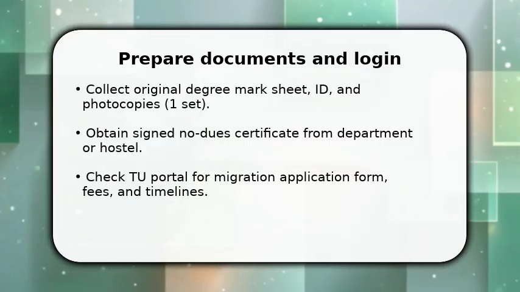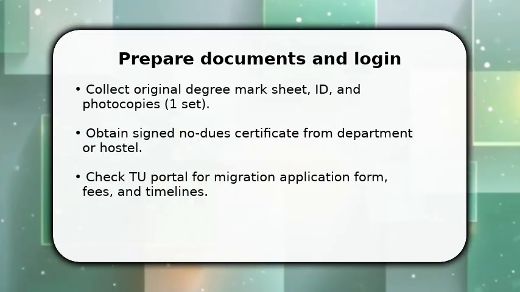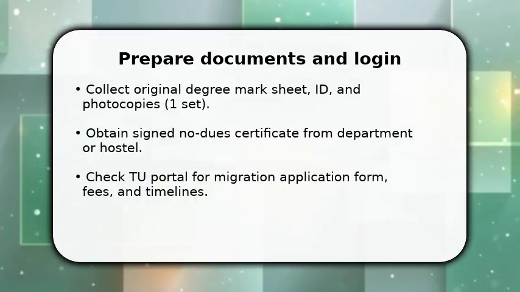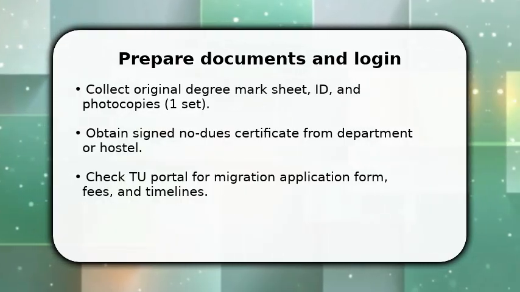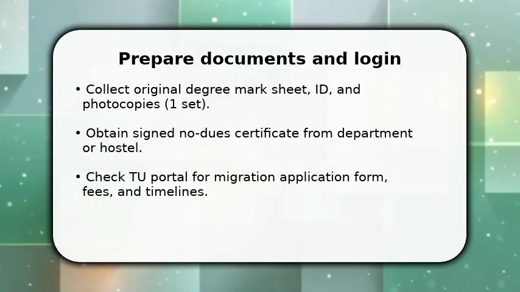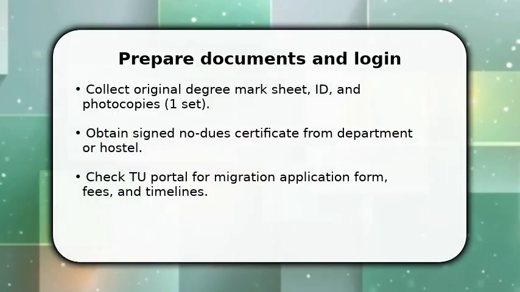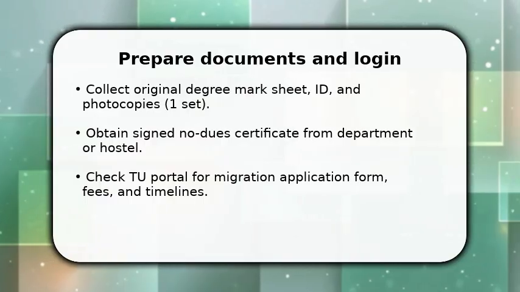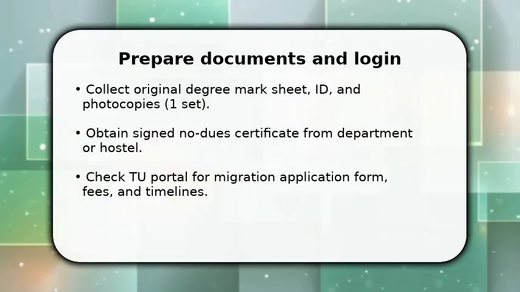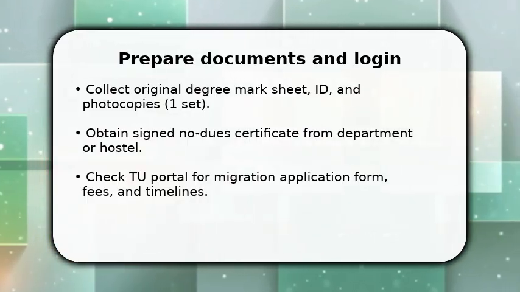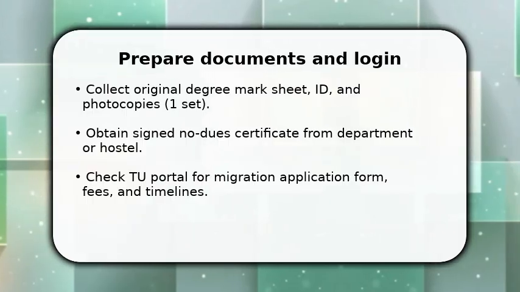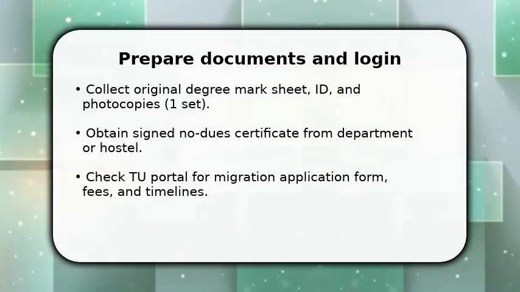You start by gathering the essentials and logging into the TU Student Portal. Why? The portal triggers verification and fee payment, so do this first. Once logged in, upload scanned ID, original mark sheet images, and your no-dues letter. Make sure files meet size and format rules. Also note the migration fee amount and payment method. Pay immediately if required. This prevents delays later when the office needs physical verification.